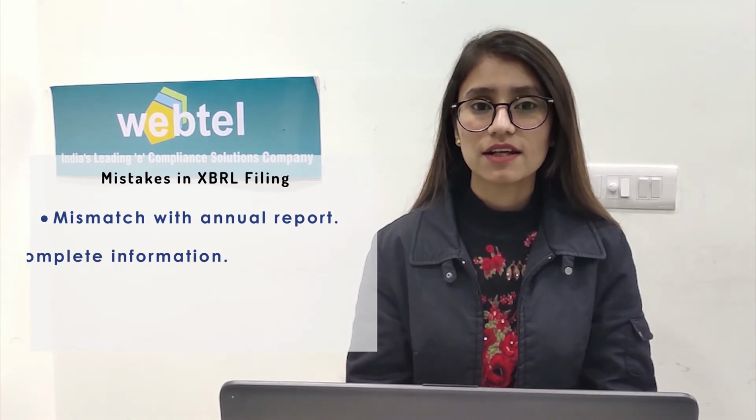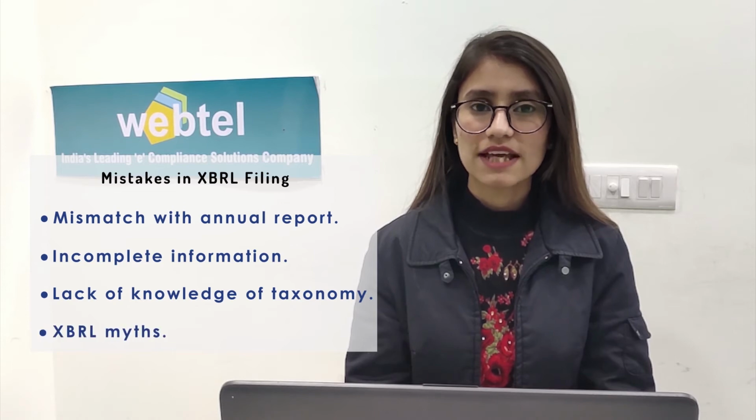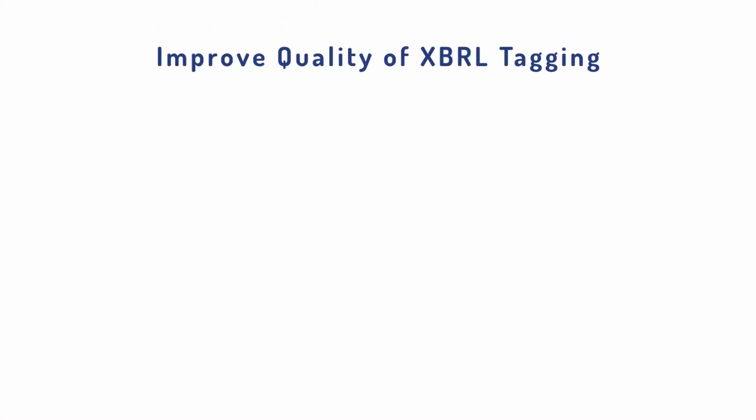But as per the general pattern, the nature of mistakes can be categorized into the following categories. First, mismatch with annual report. Second, incomplete information. Third, lack of knowledge of taxonomy. And fourth, XBRL myths. Let's first understand some points which can improve your quality of XBRL tagging. For example, information of all subsidiaries not provided in XBRL financial statement. Instead, the tagger has provided one subsidiary in XBRL, whereas the company had more than one subsidiary.